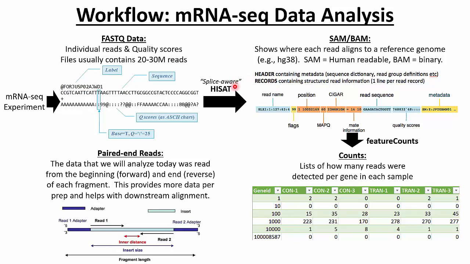So HiSat takes our mRNA sequencing data and aligns it to a reference genome. And again, you should know what your reference genome would be because you extracted the RNA from these cells.